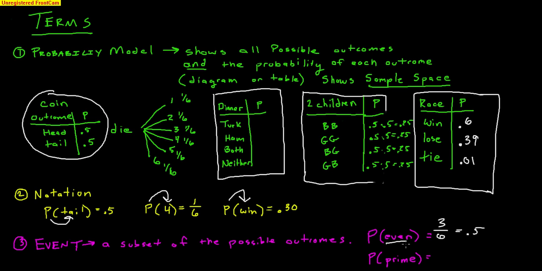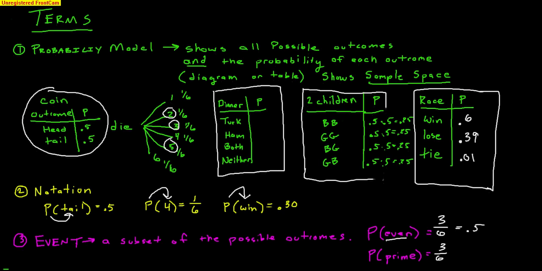Or I could say, what is the probability you roll a prime number? Well, 2 is a prime number, 3 is a prime number, and well, my marker's not working here all of a sudden. Sorry about that. And 5 is a prime number. 1 is not a prime number by definition, by the way. So again, 3 of the 6 numbers are considered prime. So that's an example of an event. It's a combination of several things.